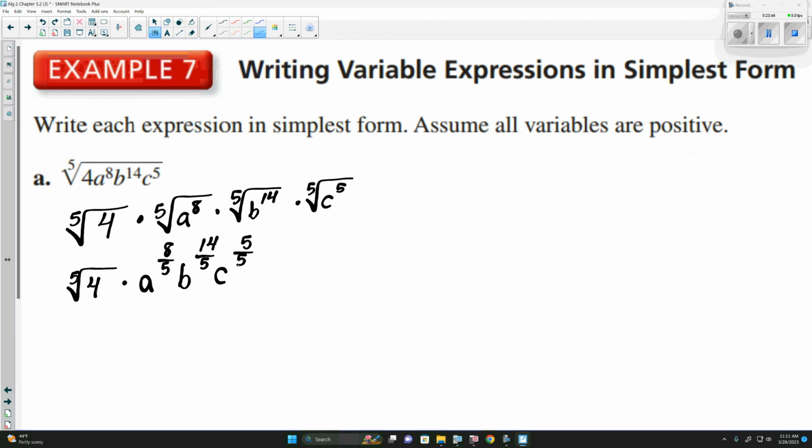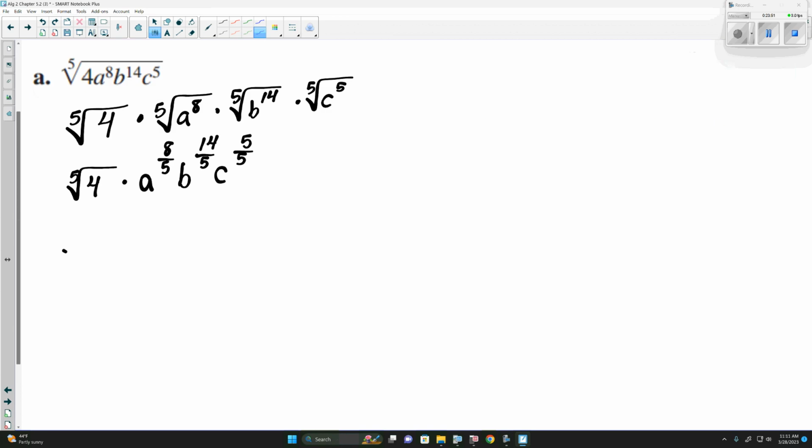Now the reason we're doing this is, one, to see what comes out of the radical and what stays in. Because if we think of these as mixed numbers, we can see that the whole parts come out and the fractional parts are what stay inside.